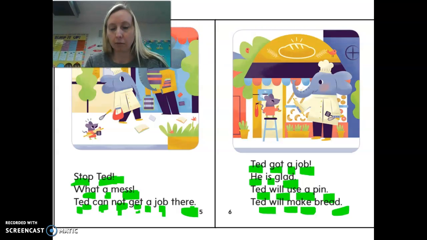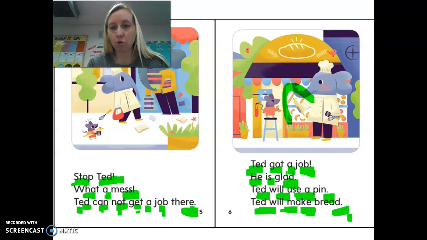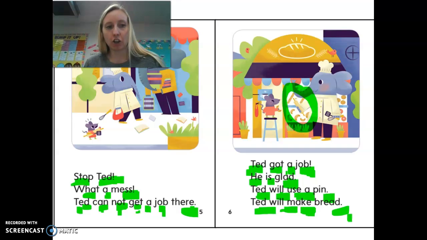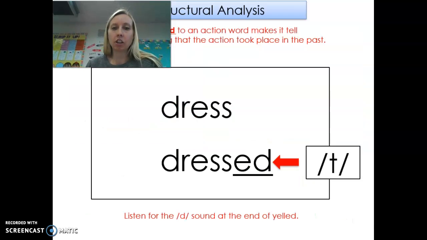Okay, so here we go. Ted got a job. He is glad. Ted will use a pin. Ted will make bread. So that's a rolling pin. It flattens the dough. Okay, let's look at our pattern.